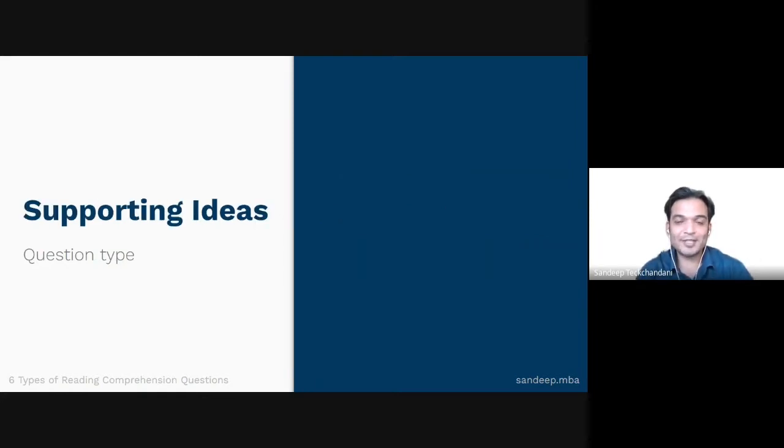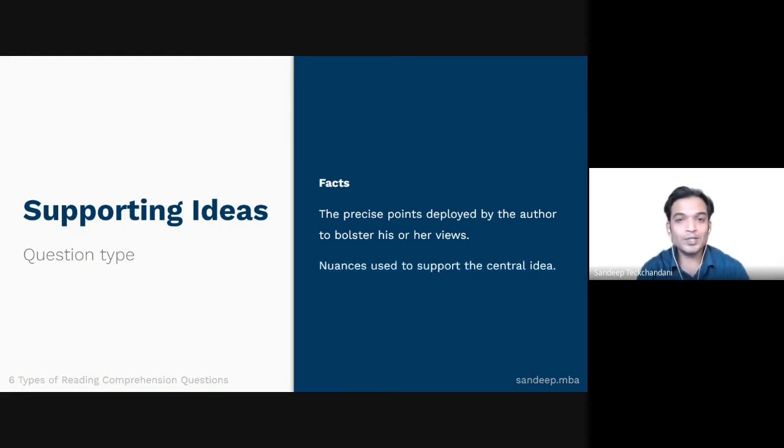In this slide, we will study the supporting ideas question type. These questions test whether you can determine the supporting ideas in a passage and distinguish them from the central point. These questions measure your ability to distinguish between ideas that are explicitly stated in the passage and the ideas that are implied by the author. You may be asked to cite the facts stated in the passage, the precise points deployed by the author to bolster his or her views, nuances used to support the central idea.